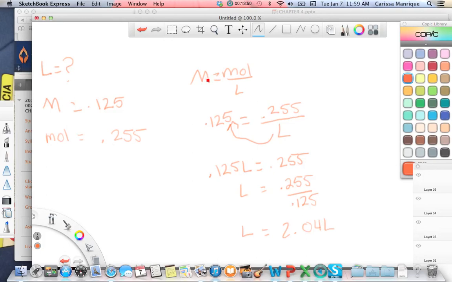Alright, well, hopefully that's helpful, and just see that you can solve for anything. You could solve for molarity when you have your moles and liters. You could solve for moles if you have a molarity and liters, or you could solve for liters if you have moles and molarity.